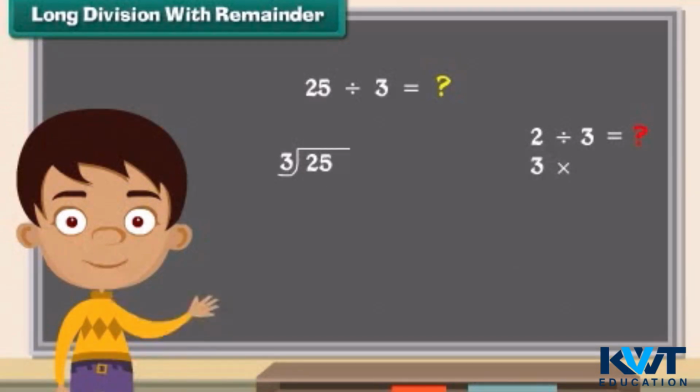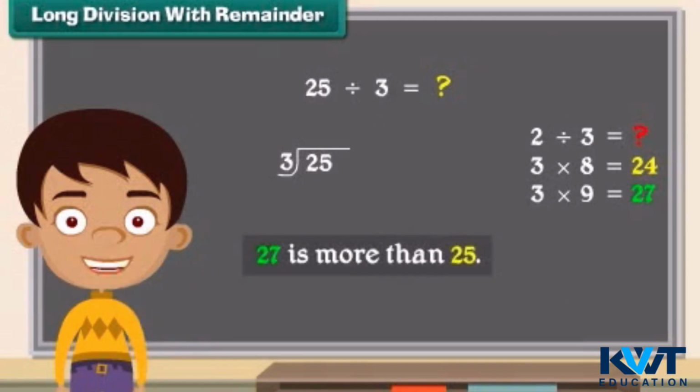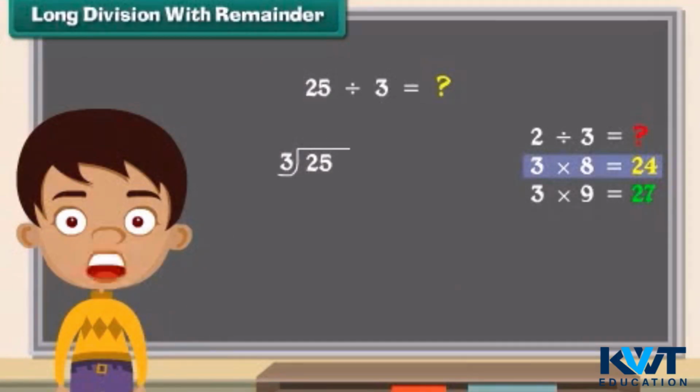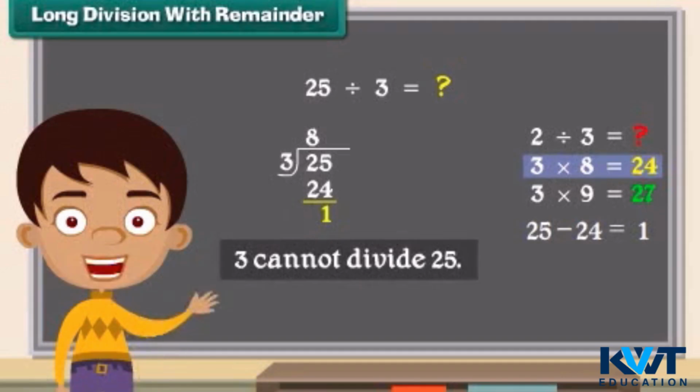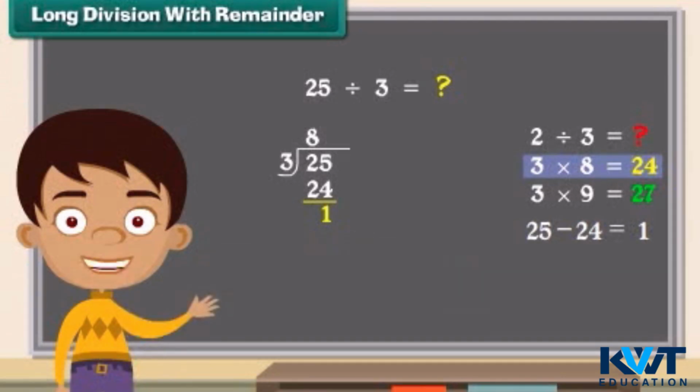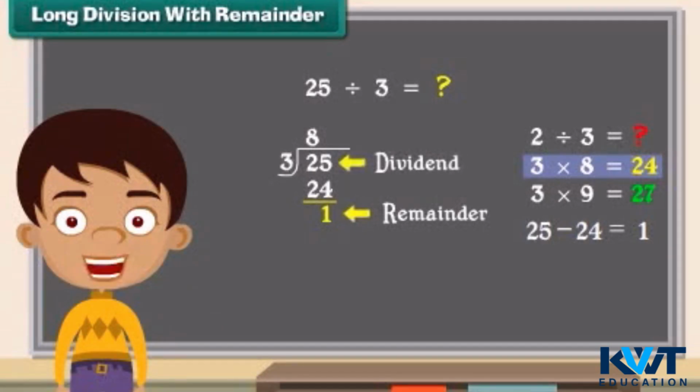We know 3 multiplied by 8 is 24. And 3 multiplied by 9 is 27. 27 is more than 25. So we will take 3 multiplied by 8, which is 24. So put 8 right above 25. And put the answer below 25. Now subtract. 25 minus 24 is 1. We can see 3 cannot divide further as we get a remainder of 1. Here 25 is the dividend, 3 is the divisor, 8 is the quotient, and the remainder is 1.